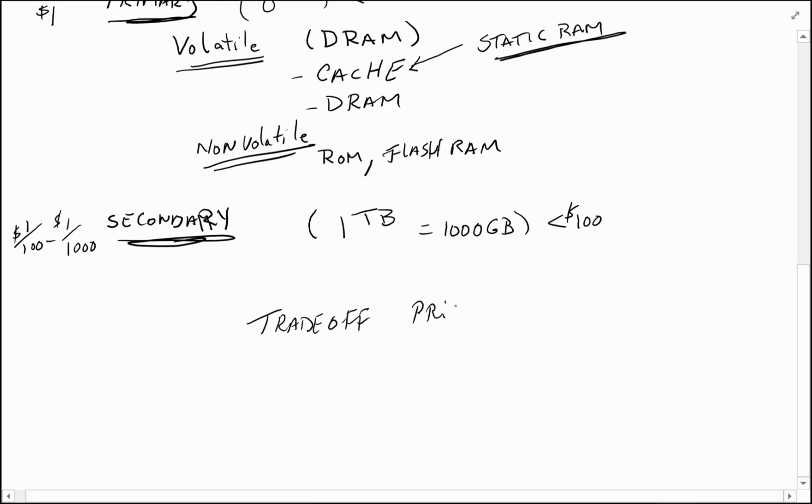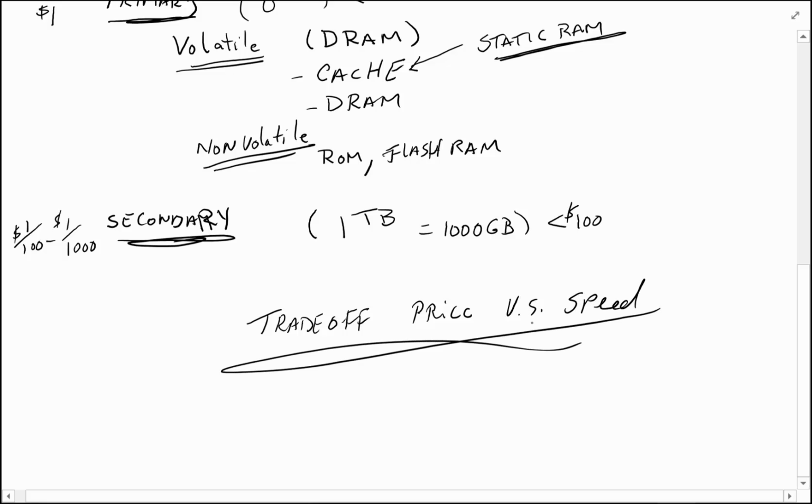Okay. So how we decide what we use is we basically trade off price versus speed. That brings us to the end of this section, kind of giving you an overview of what a central processing unit is and what the different kinds of memory are.